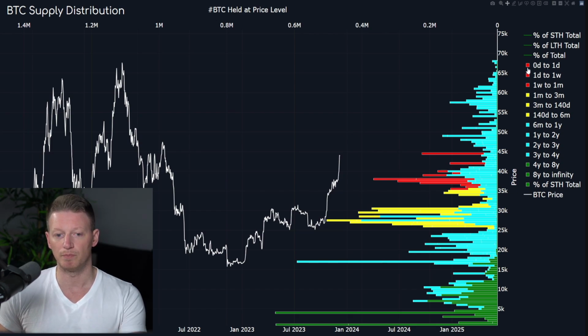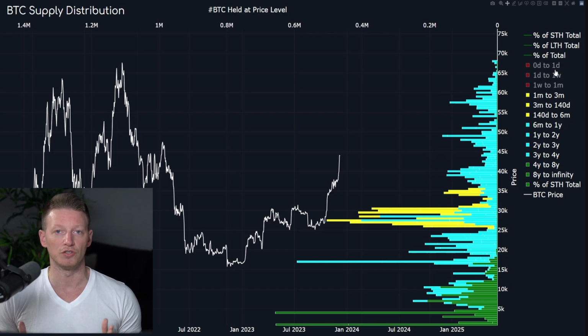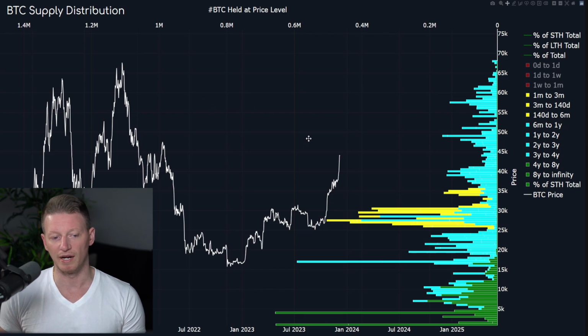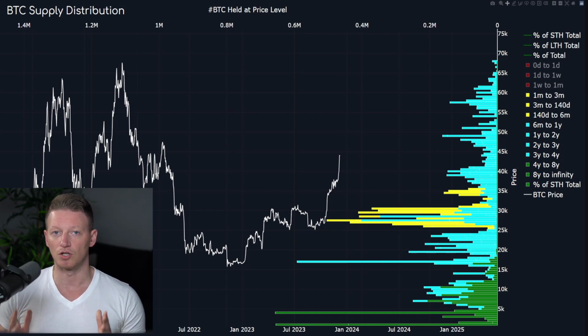So we have this 0 to 1 days, 1 day to 1 week, 1 week to 3 months, and we can just remove these because these guys tend to be forming a large volume every single day. So wherever your price is at, you're going to see these day traders, these swing traders, making up the largest part of any given point in time's volume.